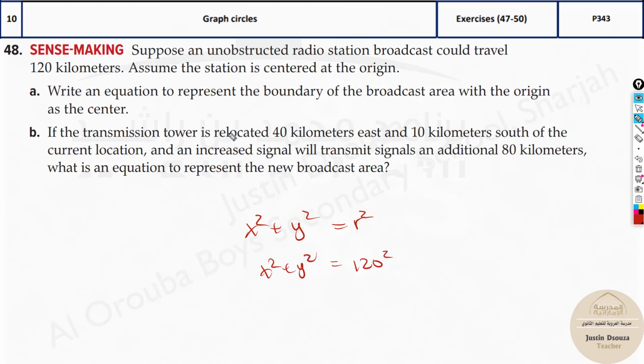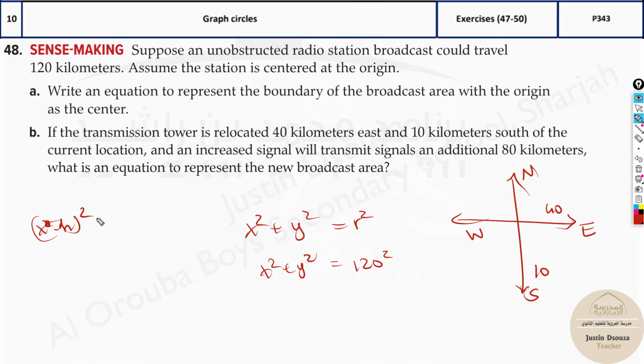Now, if the transmission tower is relocated 40 kilometers east and 10 kilometers south of the current location, because they have mentioned directions, we have to know which is north, south, east, and west. Above is always north, down is south, right is east, and left is west. So 40 kilometers east, it's going over here 40, and 10 kilometers south, over here 10. The current location was the origin, right? Now we have to use (x minus h) the whole squared plus (y minus k) the whole squared equals r squared.